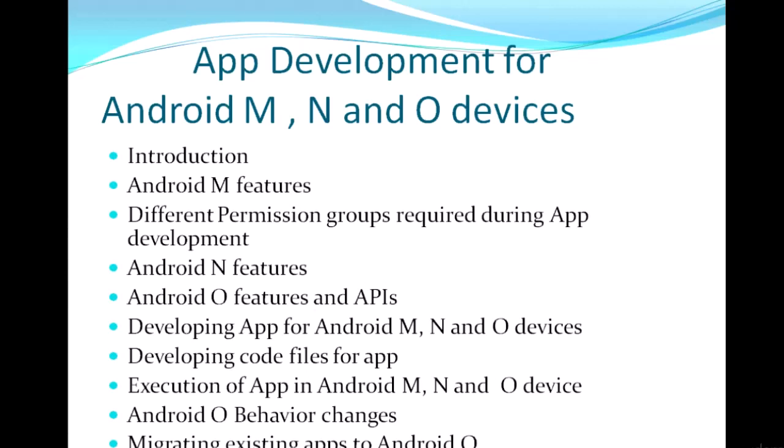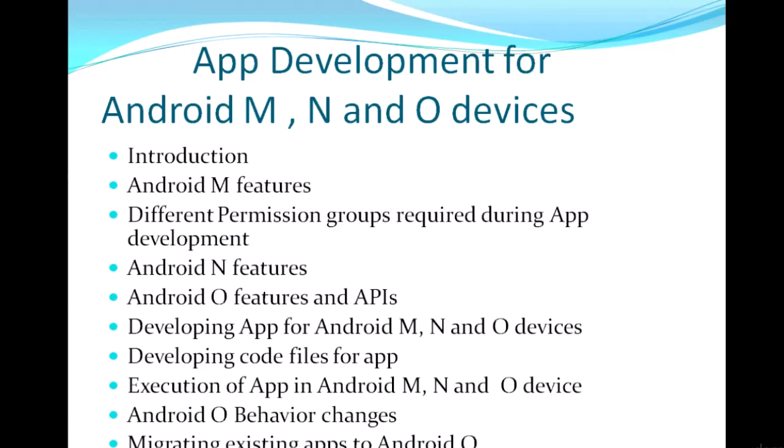So we'll be discussing the introduction first. Then I'll discuss the Android M features, that is Android Marshmallow features, and what new things you have to do for Marshmallow. Android Marshmallow, as you know, uses API level 23. So how you can configure the libraries for it, what new features are there, how you can develop your app in Android Marshmallow, all this I'll be discussing. Different permission groups are required during app development. Since Marshmallow comes with many different permission groups, I'll be discussing the permissions as well.